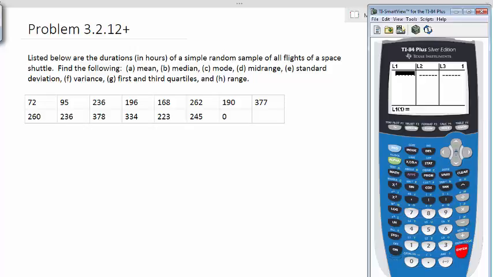So I'll go ahead with 72, enter, 95, enter, etc. So here is our last number, 0, and we have 15 numbers it looks like, and if we count these we're going to get 15, so we probably want to just browse through this to make sure that we got it all correct. So let's just say that we did, and we're ready to go.